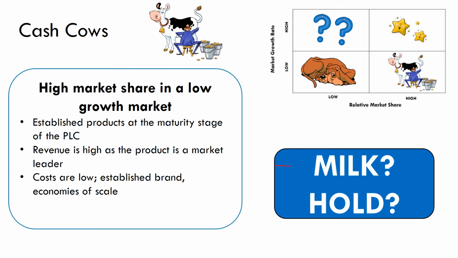What do we want to do here? We really want to get the maximum amount of money from these products, milk them, and we want to hold as many of them as we can. The idea here in terms of the Boston Matrix is we want to try and turn our question marks into stars, and we want to turn our stars into cash cows. But the cash cow of today is the star of yesterday, and the cash cow of tomorrow might be the problem child that we've currently got, or the question mark that we've currently got.